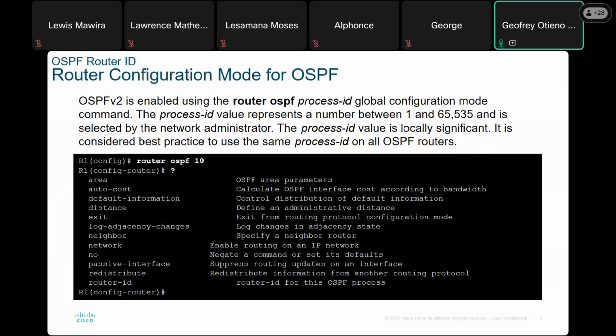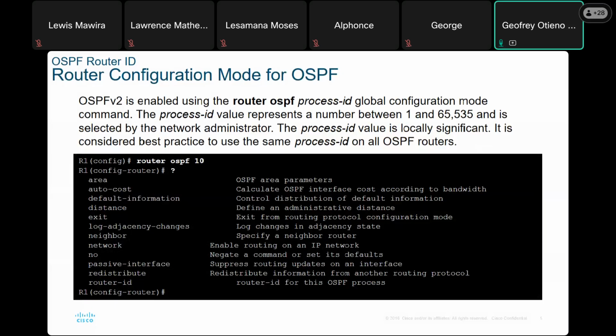So what is this process ID? It's just a value representing a number between 1 all the way to 65,535, okay, which you can select from. So you have that range, and you can have any number in between. And this process ID is locally significant, okay?